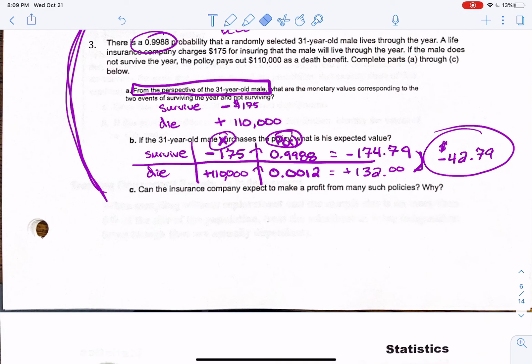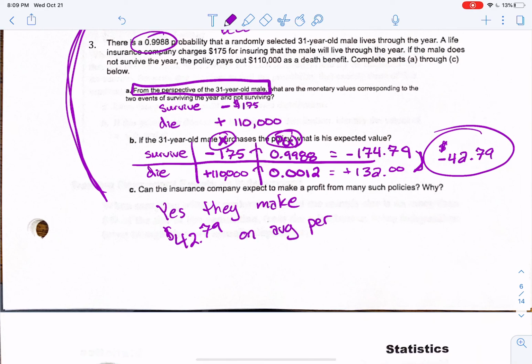So can the insurance company expect to make a profit from many such policies? Yes. Yes, they make $42.79 on average per year on each male that is insured.